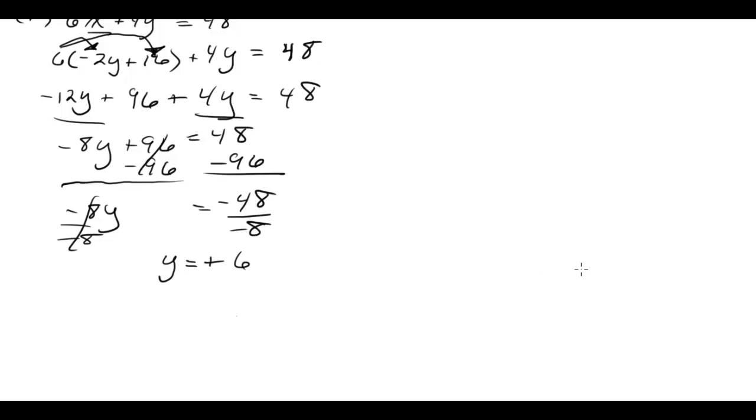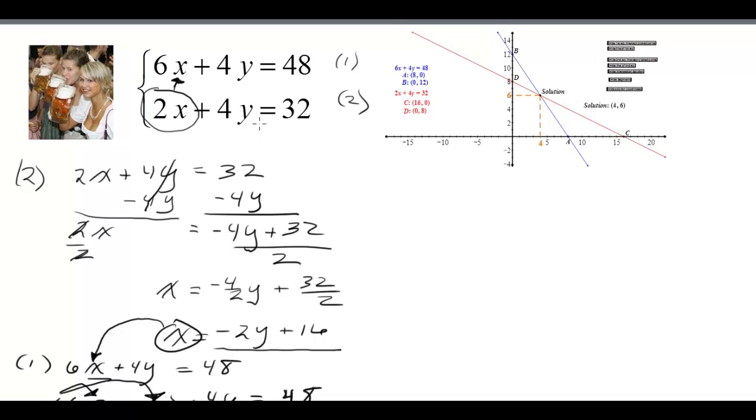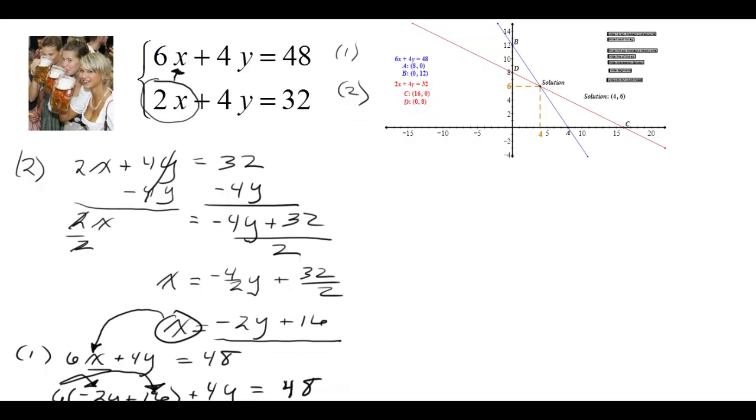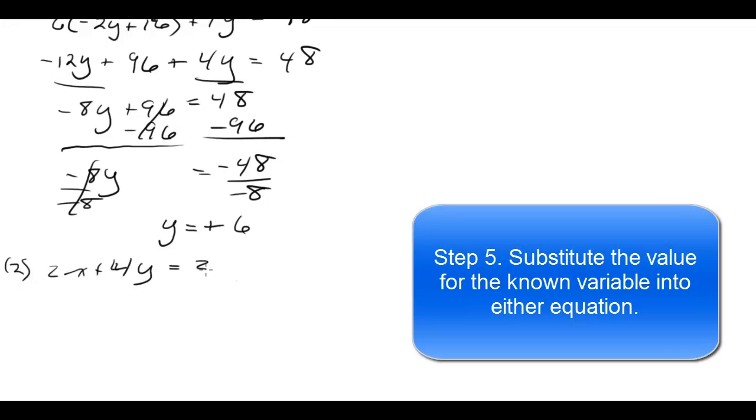So now I'm going to substitute that y equals 6 into either one of my equations. In one I'd multiply by 4, but here I multiply by 2, and here I multiply 6. So I'm going to pick equation number 2. I'm going to substitute for y again. So this is my second substitution for those who are keeping score. So it's 2x plus 4y equals 32. Number 2: 2x plus 4y equals 32.